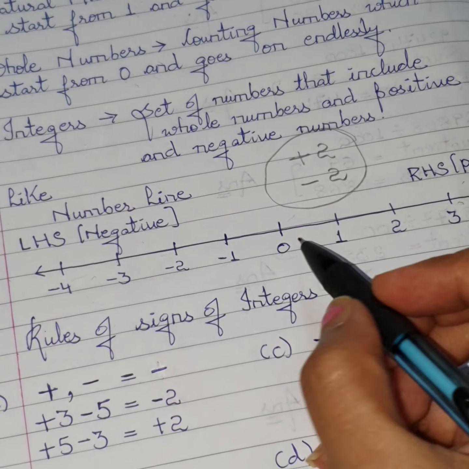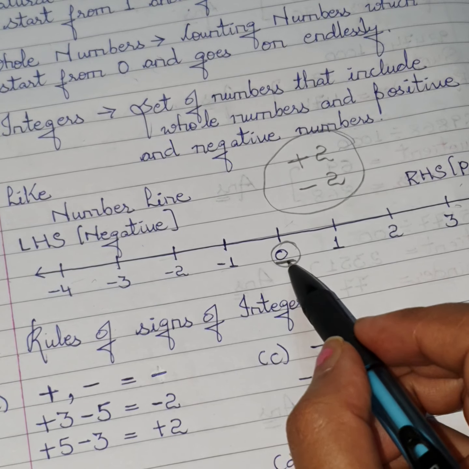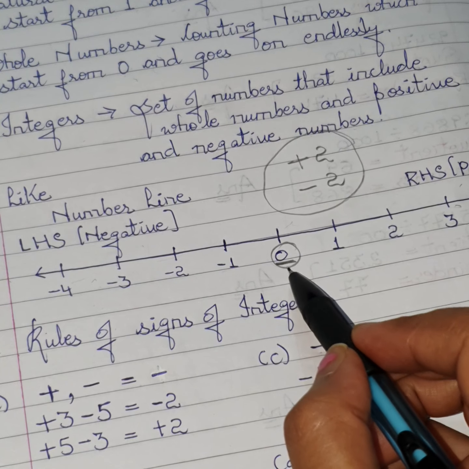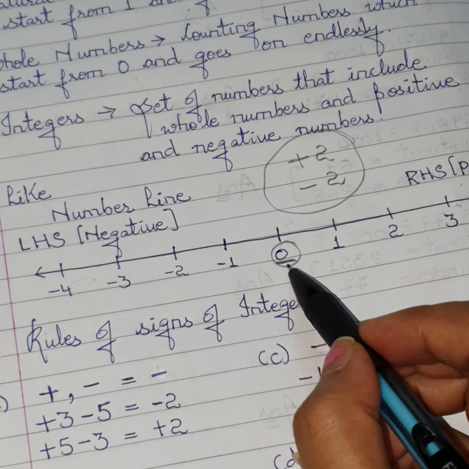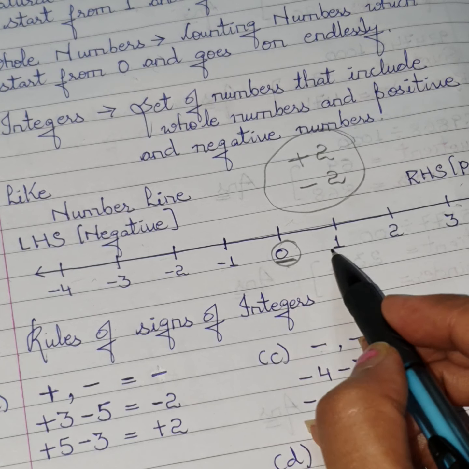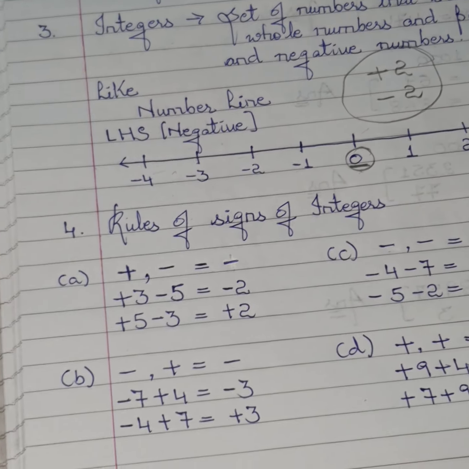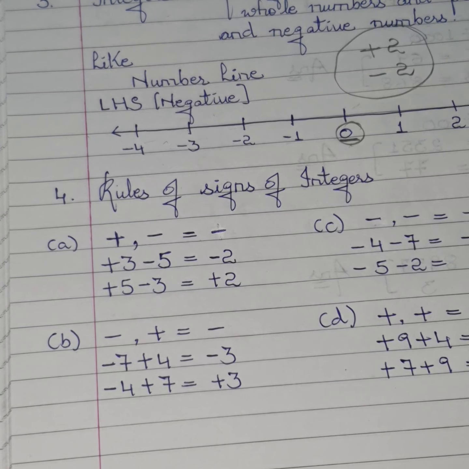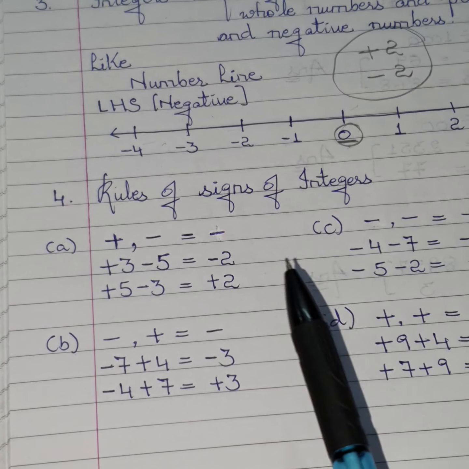Fine. And if we talk about 0, then 0 is neither positive nor negative, means no sign comes with 0. Neither a negative sign nor a positive sign is put with 0. 0 remains only 0. Now, after this, there are some rules of signs of integers which you have to keep in your mind.